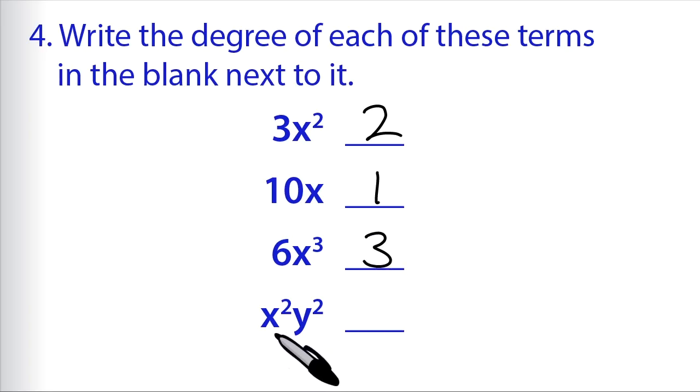For this one, there's 2 variables in this variable part, but it's still just one term. And so in this case, we add the powers together. So x squared, that power is 2. Y squared, that power is 2, so we add 2 and 2, and we get 4 for the degree of that term.